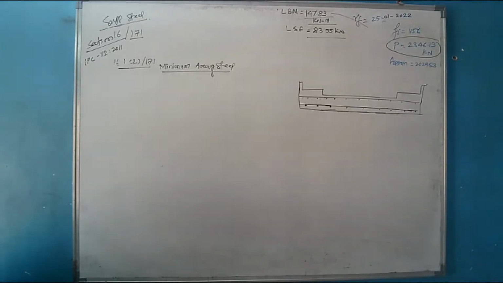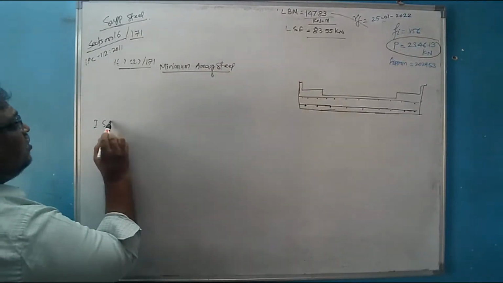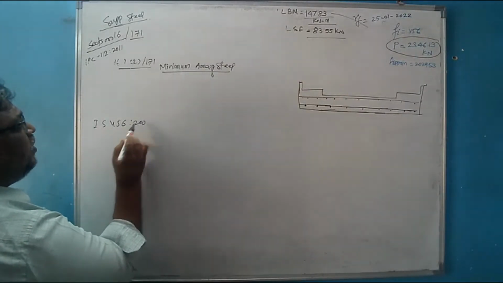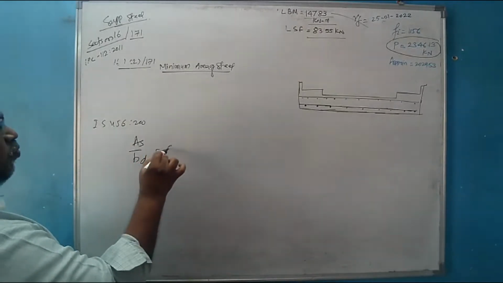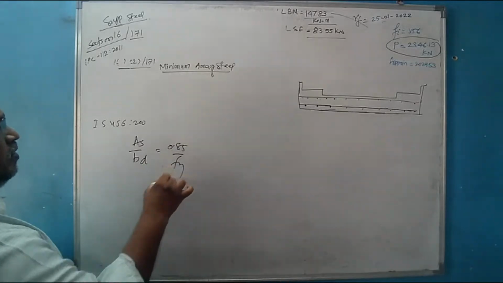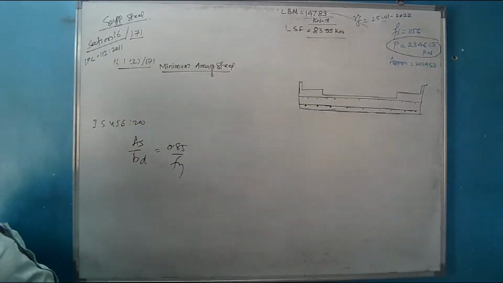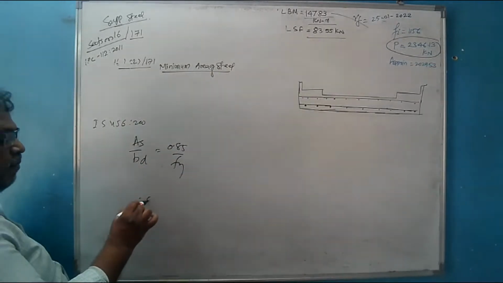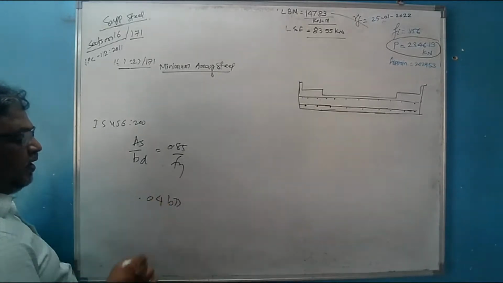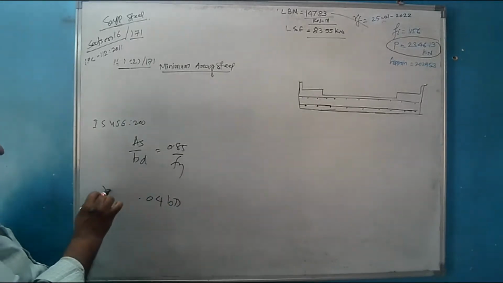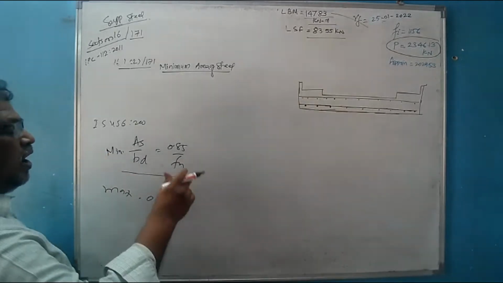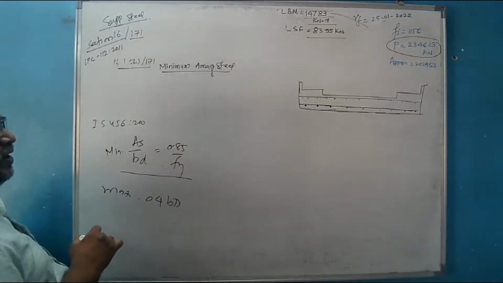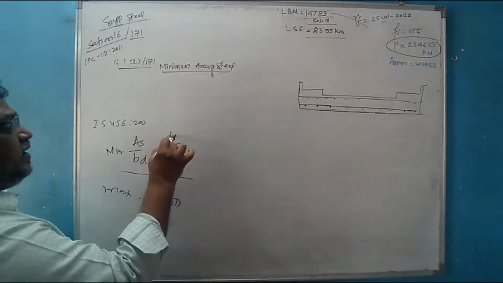अगर आपको याद रहेगा IS 456/2000 में भी लिमिट्स है स्टील के. As divided by BD is equal to 0.85 divided by Fy. This is for tension. Minimum steel. Maximum 0.04 times of BD. That is 4% of the cross area. This is maximum. This is minimum. हमें इतना रखना चाहिए. मिनिमम क्यों? अगर बहुत कम भी चाहिए तो हम बोलते हैं इतना तो रखना ही रखना चाहिए. That is from the ductility requirement.